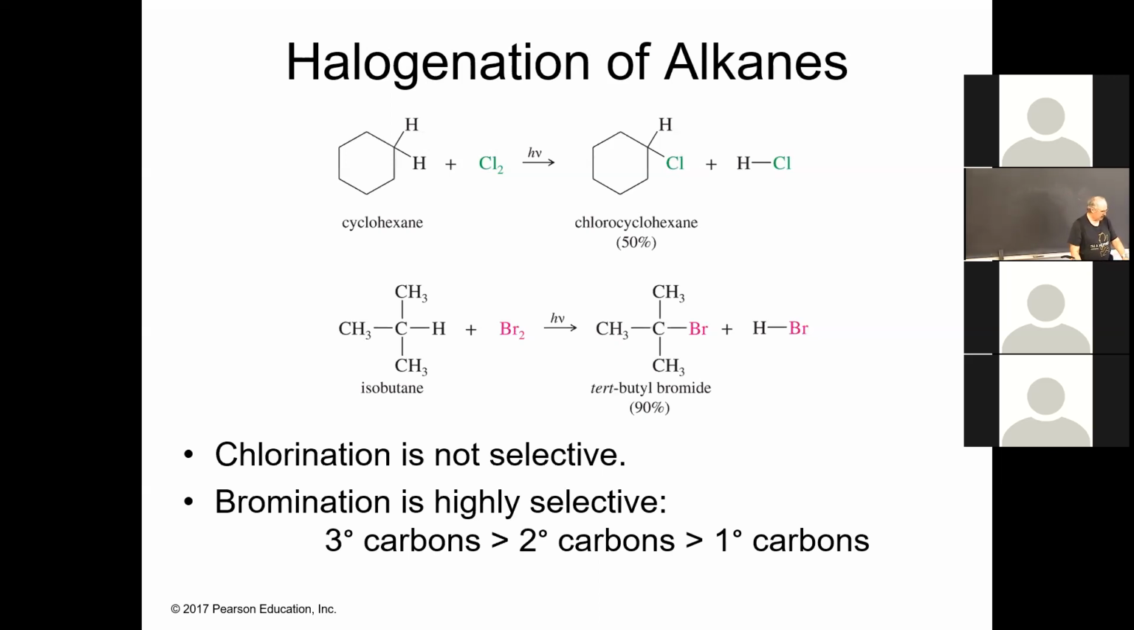If you have a tertiary hydrogen, generally bromination would be a good synthesis. You can get selective yields, you can get good yields of the tertiary product. Chlorination, of course, is not very selective, but bromination is highly selective.